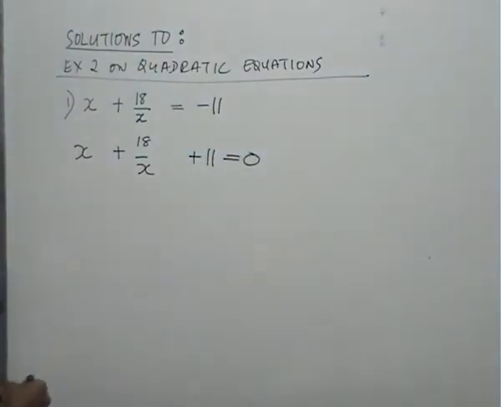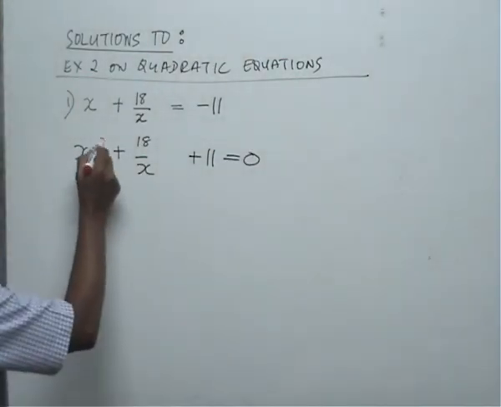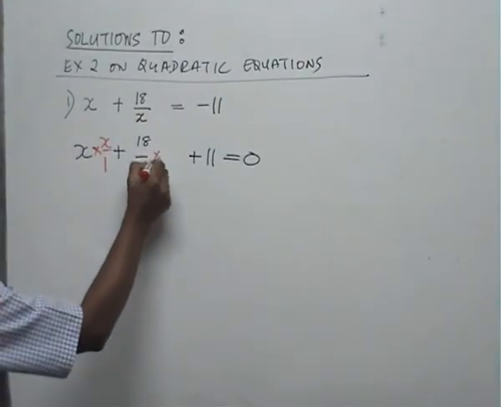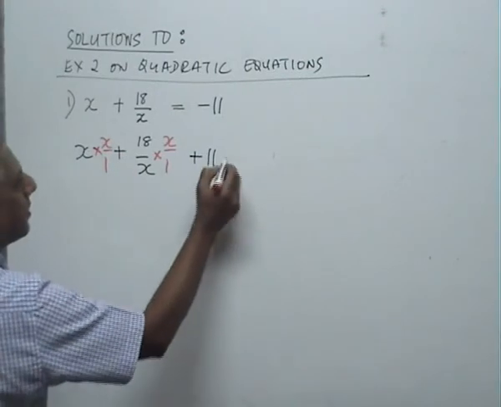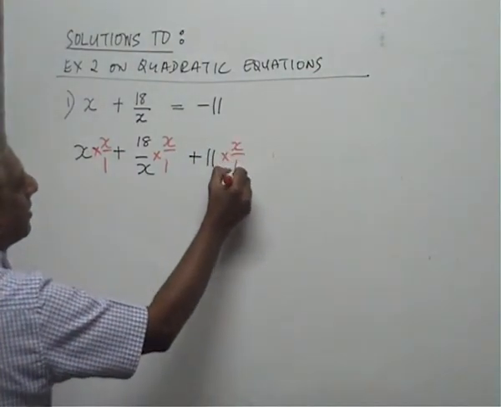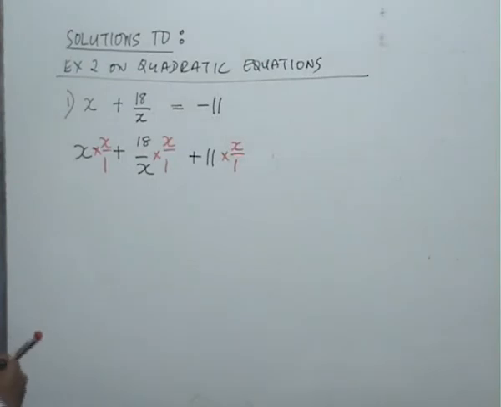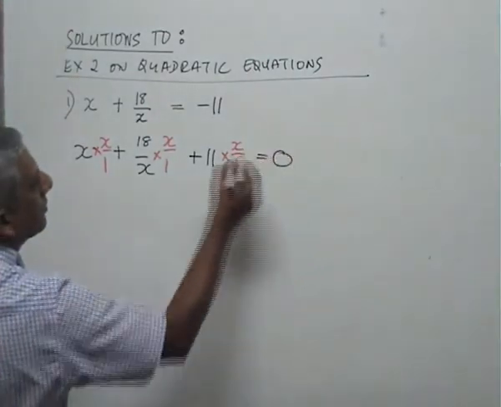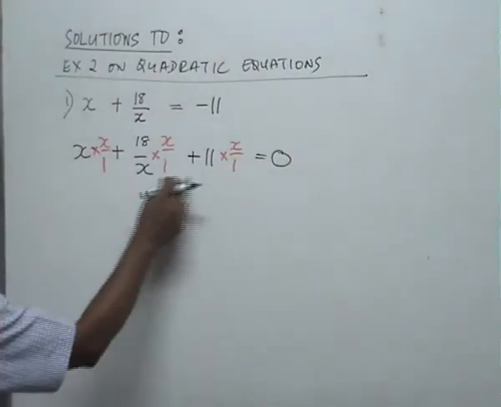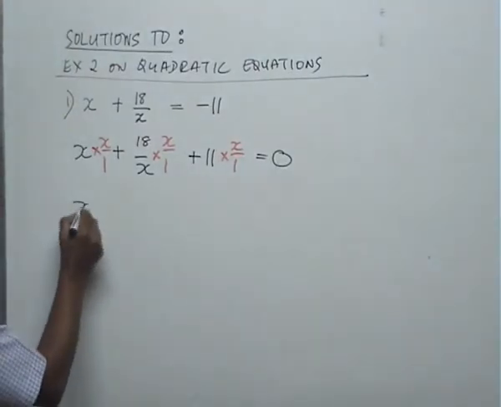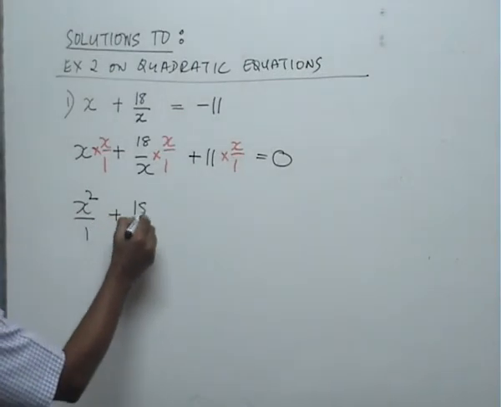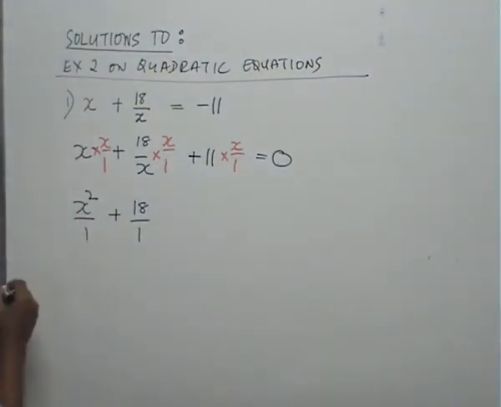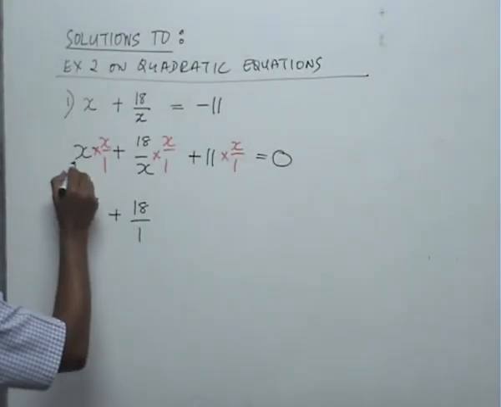So that's number 1. Then I'm going to multiply by x over 1, so I'm going to multiply by x throughout. So this gives me x squared over 1 plus 18 over 1. See, this x is actually x over 1.